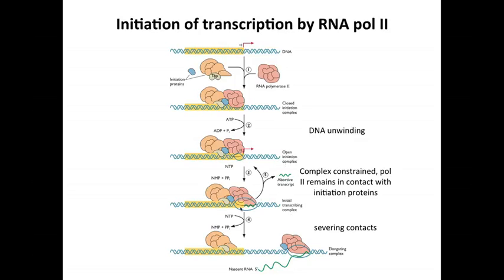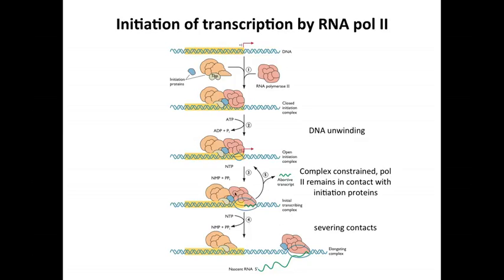And then the polymerase begins to make short transcripts. It makes a number of short or abortive transcripts. And these are short and don't go very far because it's believed that the whole complex is constrained. The polymerase is still attached to all these initiation proteins, as you can see here. It can't move down the template, so it just churns out these short abortive transcripts.